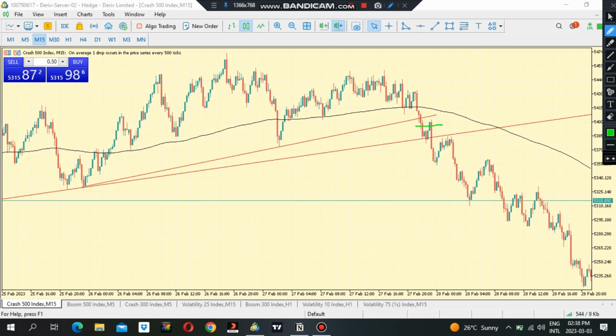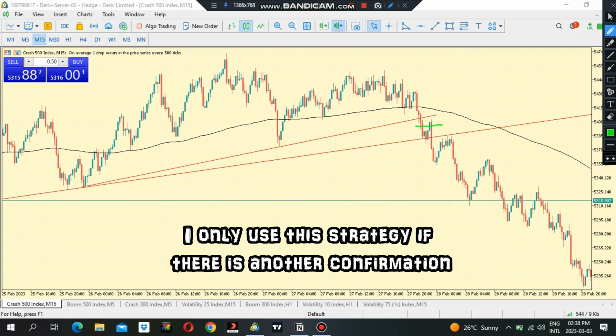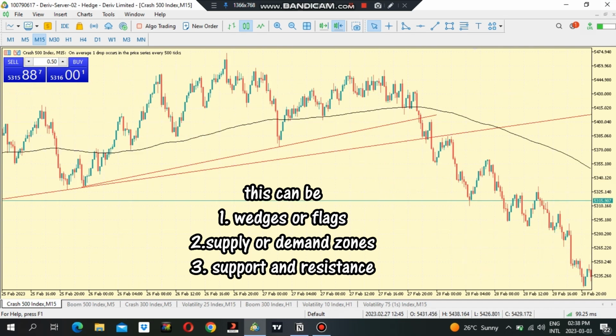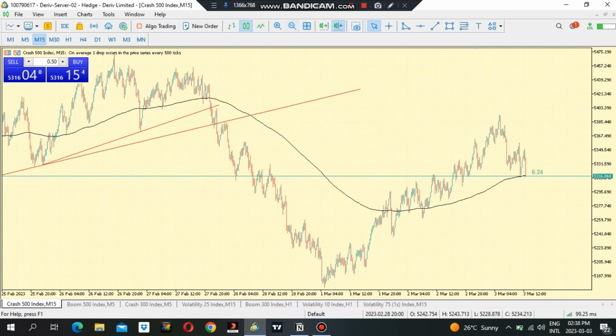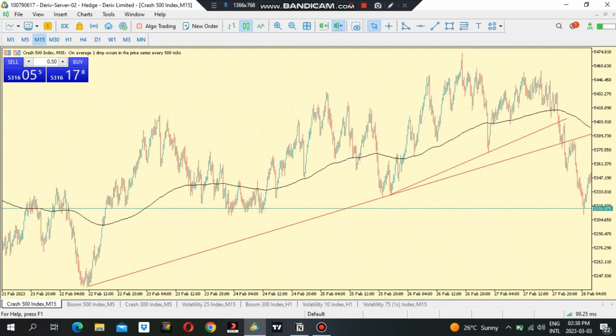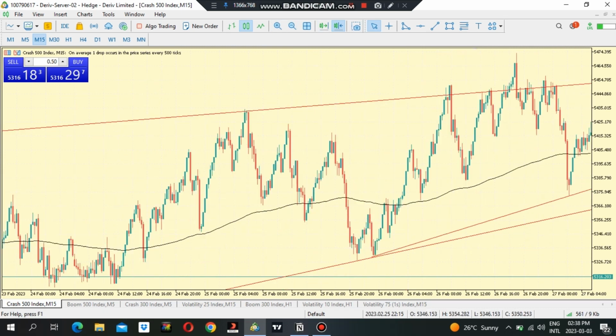So generally I don't like using this strategy, though most of the time I do end up using it, especially if there's a consolidation, just like in this setup. If there is another pattern that's supporting this entry confirmation, that's only when I enter. As you can see right here, it's consolidating over here, creating some sort of wedge, this triangle. So that's the only reason that I would enter here.